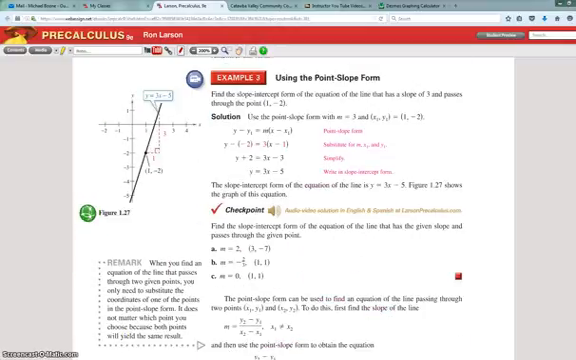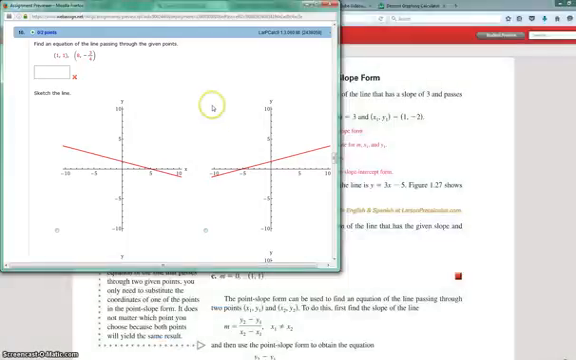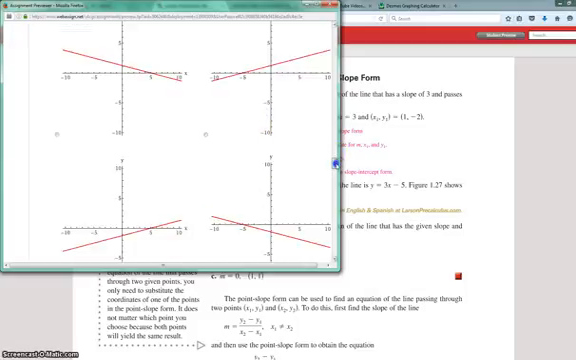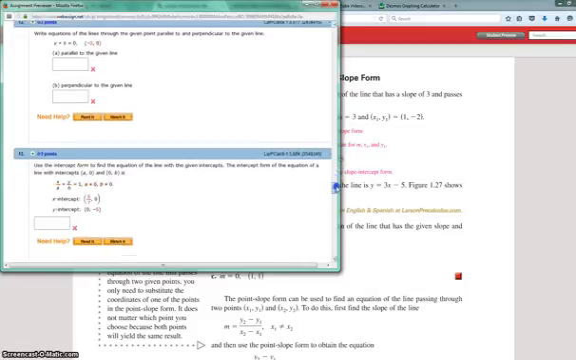Also talks about parallel and perpendicular in this section, and parallel lines have the same slope and perpendicular lines have the opposite reciprocal slope. So I believe there's some examples on the videos and WebAssign for that.